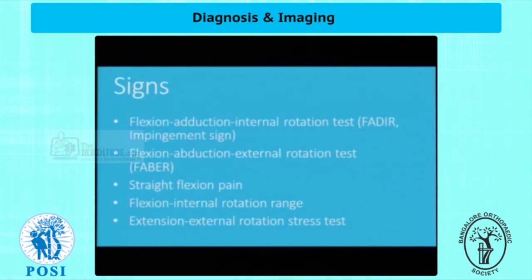The most sensitive exam is your impingement sign: flexion, adduction, internal rotation, the FADIR sign. FABER is more for lateral, anterolateral impingement, and you can have a posterior impingement sign exam with extension and external rotation. The most important thing for me is when I flex up to 90 degrees, I measure how much internal rotation they have, and that's what tells me what type of FAI they have.